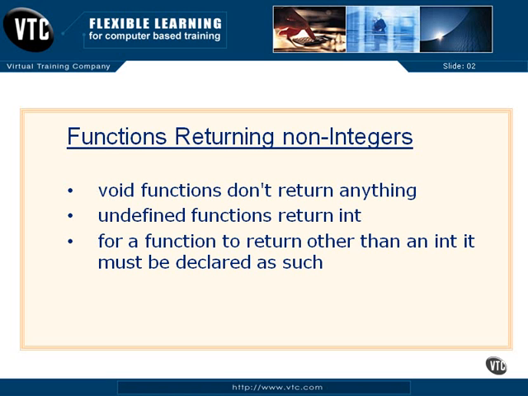And if you want it to return something that's not an integer, like a float or a double or a long double, you have to say so. You have to tell it that. So void functions don't return anything. An undefined function can possibly return an int, not necessarily has to return an int, but could, and that's to allow older C programs to still compile and work properly.